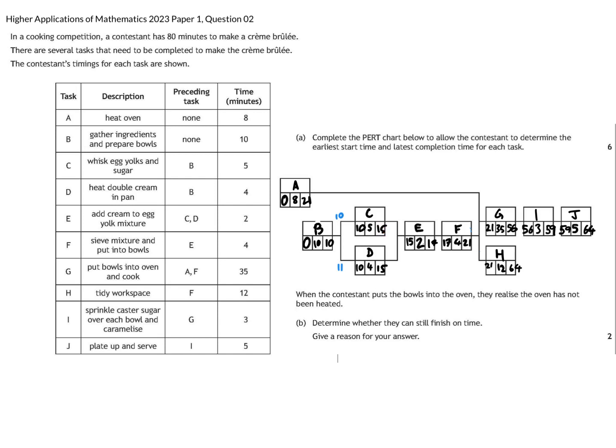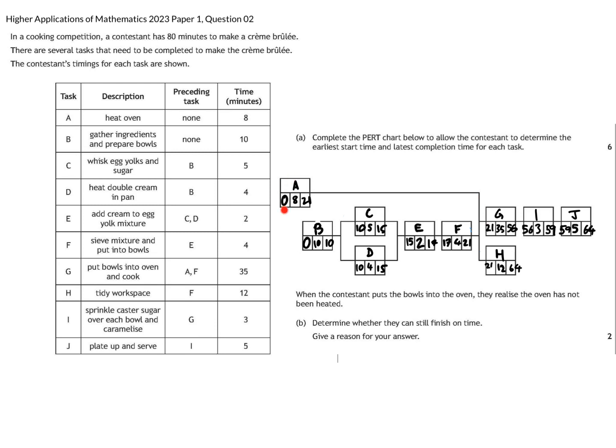2 marks for making your backwards pass. The first 6, or rather the right hand 6, would get you a mark, and your final mark comes from the leftmost 4. Now, we talked about slack here, as in how much wiggle room each task has. So for part B, we have to determine whether or not the contestant can finish on time if they have not preheated their oven when it comes to this point here.